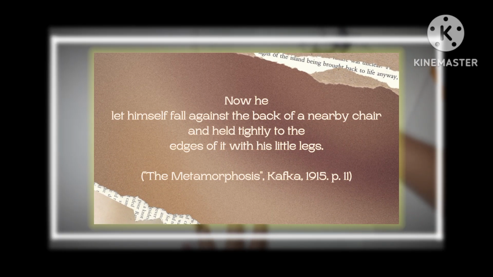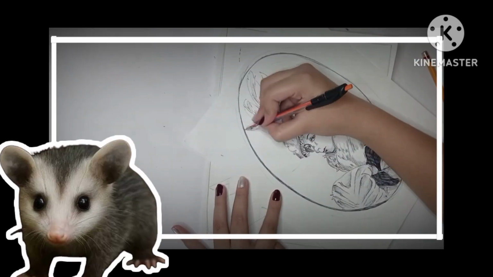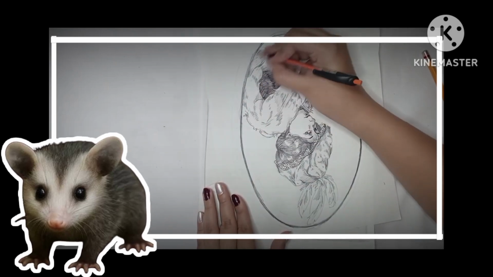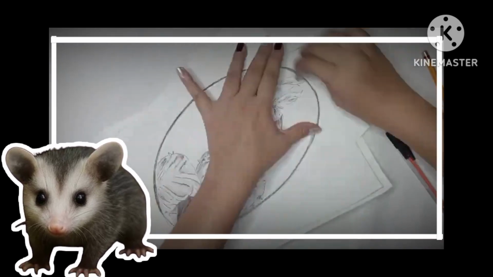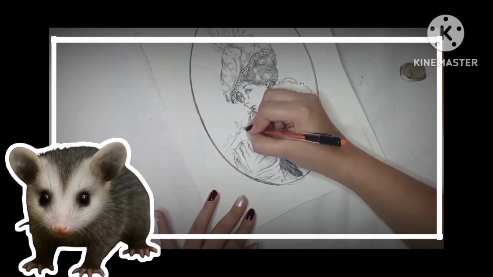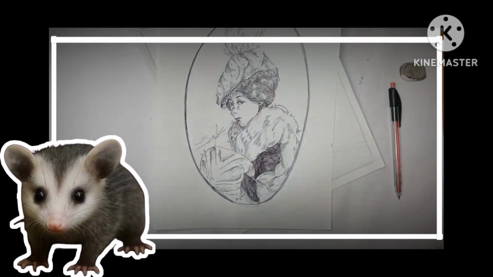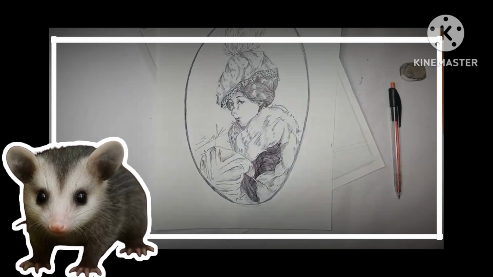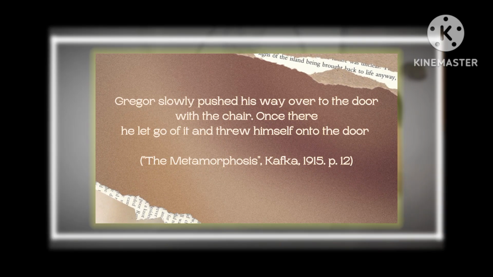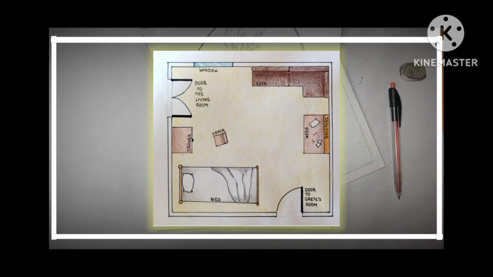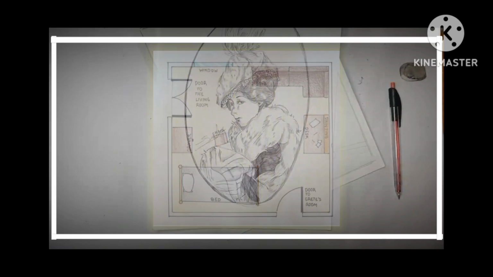"No, he let himself fall against the back of a nearby chair and held tightly to the edges of it with his little legs." For this one, I need to mention that according to the father, Gregor's room is messy despite having a maid, something we'll talk about later, so it makes sense that there is a chair next to the bed even if the desk is on the opposite side of the room. "Gregor slowly pushed his way over to the door with the chair. Once there, he let go of it and threw himself onto the door." Finally, we can reassert that both the drawer and the chair are next to the living room door, leaving us with a complete image of Gregor's room according to the chapter 1 descriptions.